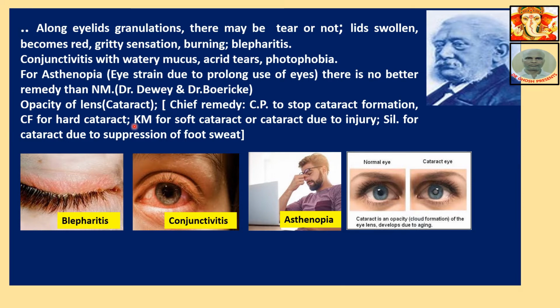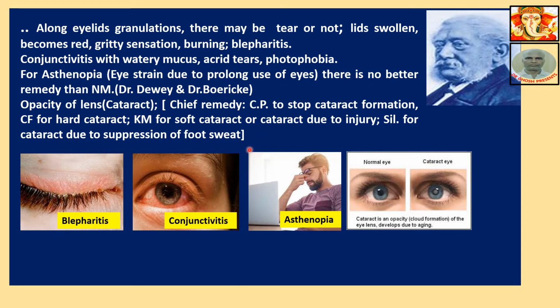Opacity of lens. Opacity of lens means cataract. The chief remedy is CP, that is calcium phos, to stop cataract formation. If you have to stop cataract formation, give CP. CF, that is calcium fluorica, for hard cataract. Calimure for soft cataract and cataract due to injury. Silicea for cataract due to suppression of foot fluid.